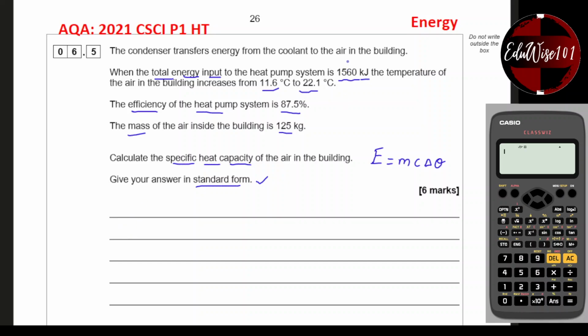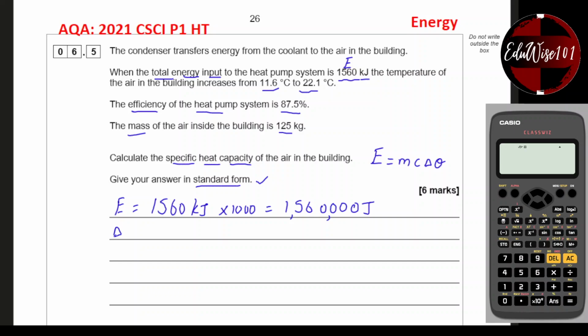So first of all, the energy, which is 1560 kilojoules. In order to convert it to joules, you multiply it by 1,000, which gives you 1,560,000 joules. That should give you 1 mark.